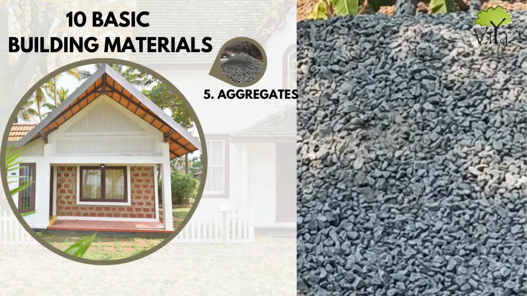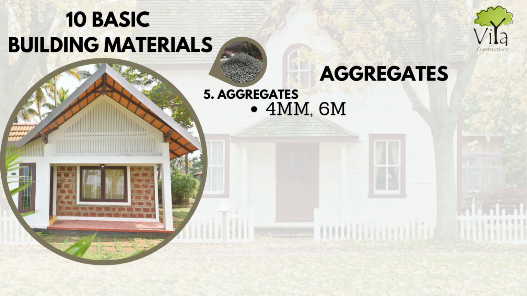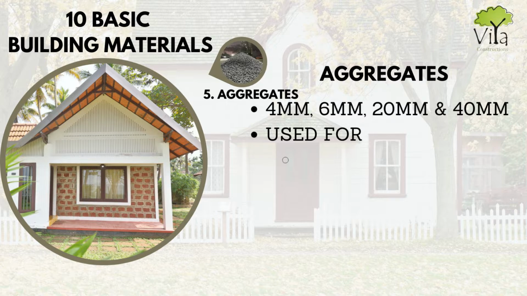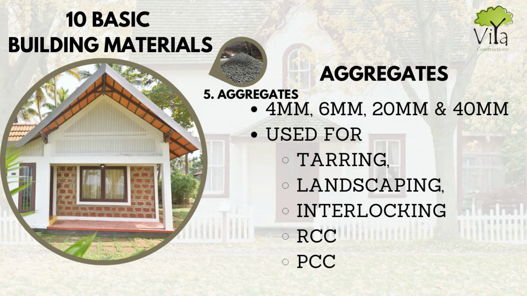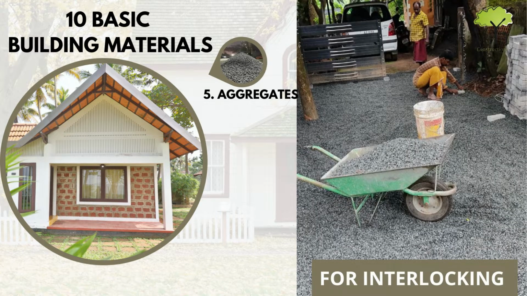Aggregates. Aggregates or crushed stone is a key ingredient of concrete. They are formed by crushing quarry stones in a crusher and grading it to different sizes. The commonly used sizes for construction purposes are 4 mm, 6 mm, 20 mm and 40 mm aggregates. Each one of these grades of aggregates have their own purposes.